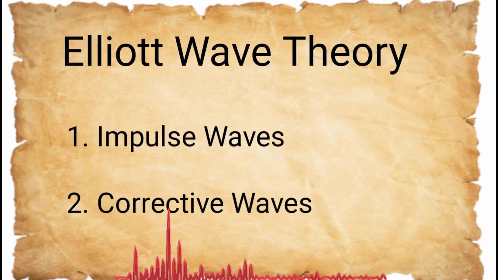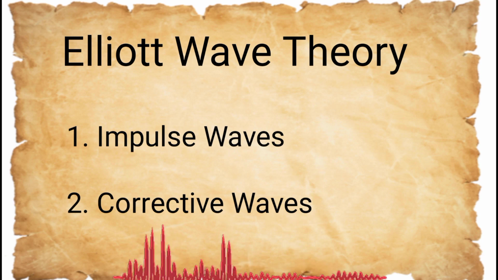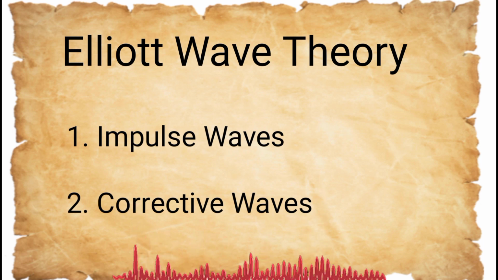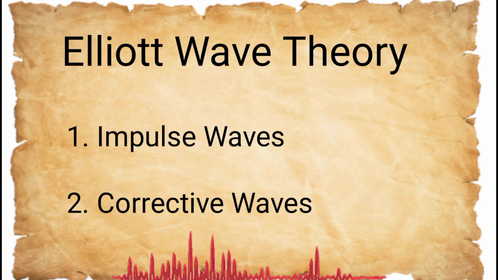After these 5 waves, the market enters a corrective phase, typically forming an ABC pattern. Wave A, the first counter-trend move. Wave B, a temporary bounce that gives false hope. Wave C, the final drop before the trend stabilizes or reverses. This cycle repeats across different timeframes, from intraday charts to long-term market cycles.